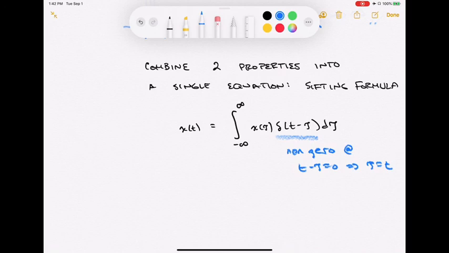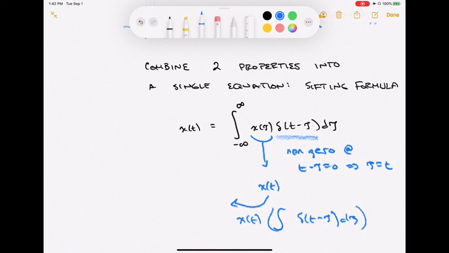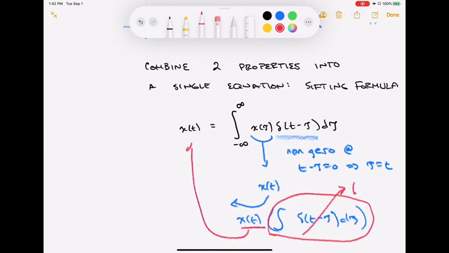When tau equals t, this term is equal to x of t. It's just a value, and it can be brought outside the integral. I'm left with x of t times the integral of delta of t minus tau, d tau. And I know that the integral of a delta function goes to 1, so we're left with just x of t. So if we use our two properties, we can definitely show that this equation holds.